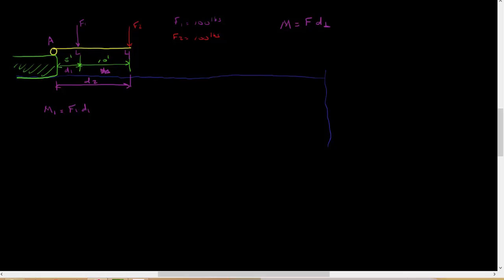We would say that moment 1 is 100 pounds times 5 feet, which would be 500 foot-pounds. Moment 2 would be force 2 times distance 2, and force 2 is still 100 pounds, but now distance 2 is 15 feet, which is going to be 1500 foot-pounds. So you notice just by walking another 10 feet on this diving board, you've created 3 times the amount of moment.